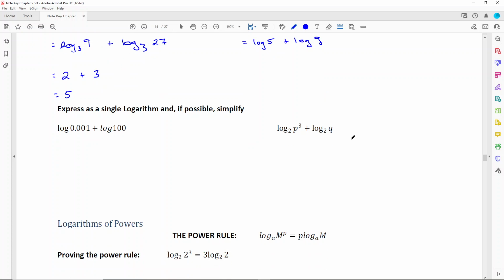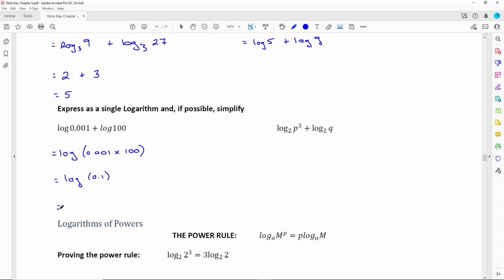All right, now let's go backwards. So we've expressed them as a sum of logarithms. Now we're going to take a sum of logarithms and write it as a single logarithm. So instead of having a log plus a log, we want to write it as the log of something. So this is going to be the log of 0.001 times 100, which is actually 0.1.